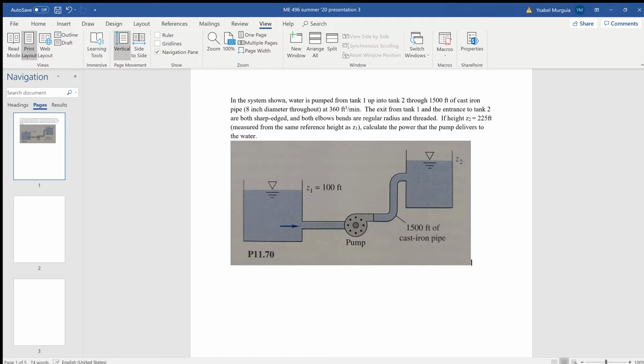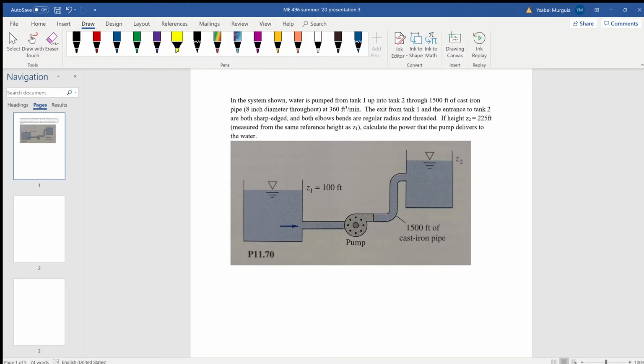So we start off with this equation. The system shown, water is pumped from tank 1 up into tank 2 through 1,500 feet of cast iron pipe at 360 feet cubed per minute. The exit from tank 1 and the entrance to tank 2 are both sharp-edged and both elbows bend at regular radius and are threaded. If height Z2 equals 225 feet, measured from the same reference height as Z1, calculate the power that the pump delivers to the water.